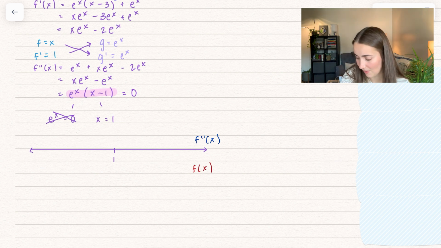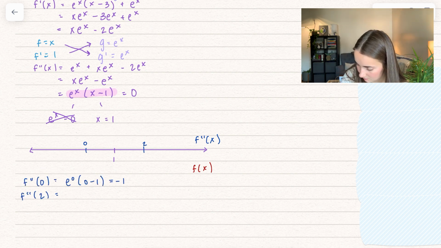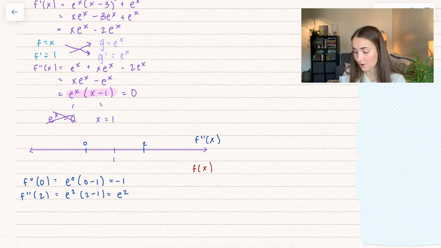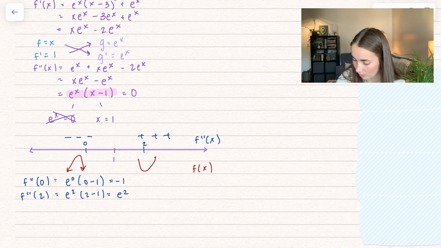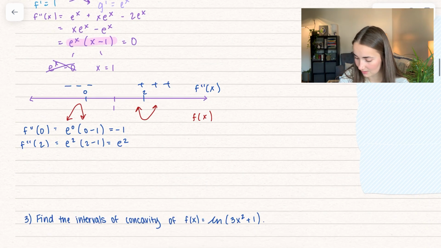Okay, let's choose some values. Of course, I'm going to choose 0, and let's go with 2. I'm going to plug those into our second derivative. Okay, so first I got a negative value when I plugged in 0, which tells me my function will be concave down. And then I got a positive value when I plugged in 2, which tells me my function will be concave up. So now let's go ahead and write these out all officially.